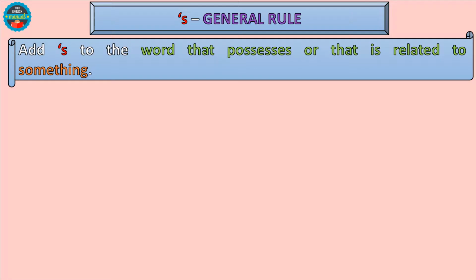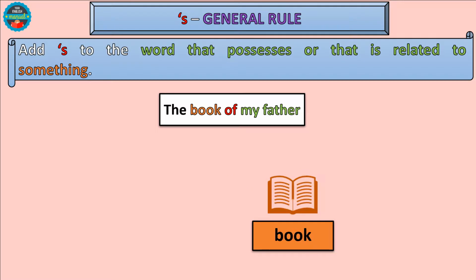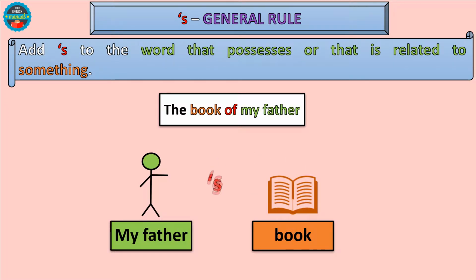The rules for using the apostrophe s are actually simple. The general rule is, we add the apostrophe s to the word that possesses or that is related to another thing. For example, if I want to say the book of my father, I can say my father's book. Since it's my father that owns the book, he is the one that receives the apostrophe s.